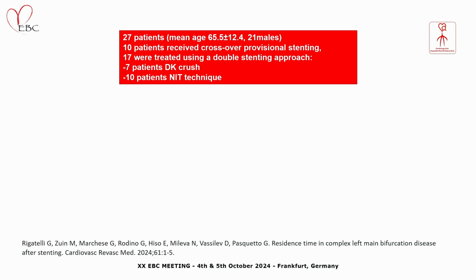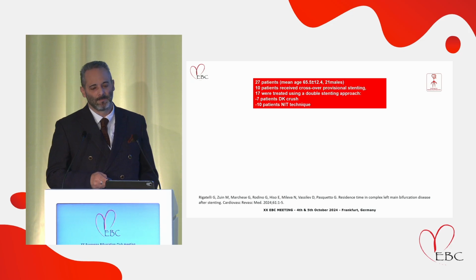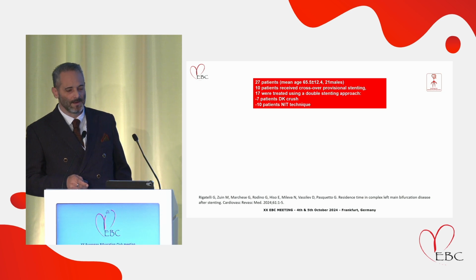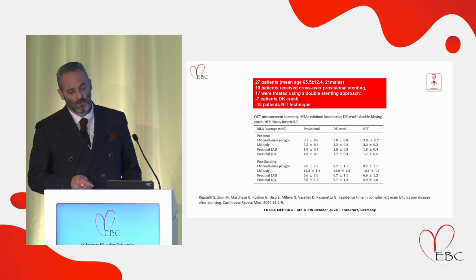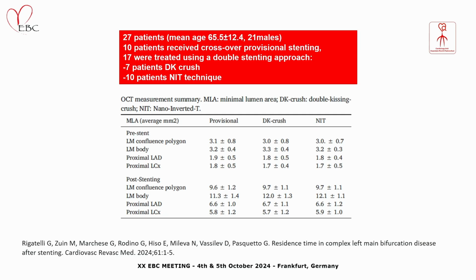So at the end of the day, there were 27 patients: 10 patients received crossover, and 17 were treated using double stenting, 7 patients with DK crush and 10 patients with the NIT technique. This is the measurement on OCT, just to give you an idea of the diameter, pre-stent and post-stent, of the left main, proximal LAD and LCX in provisional, DK crush and NIT patients. There are not huge differences.